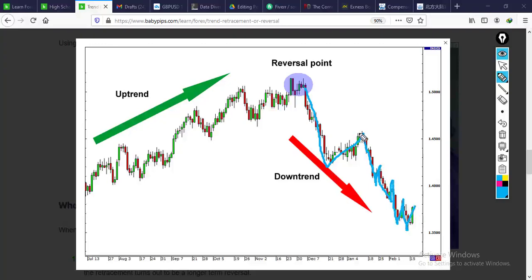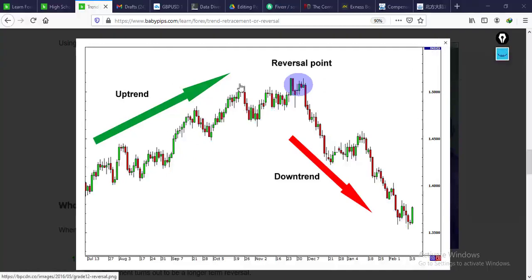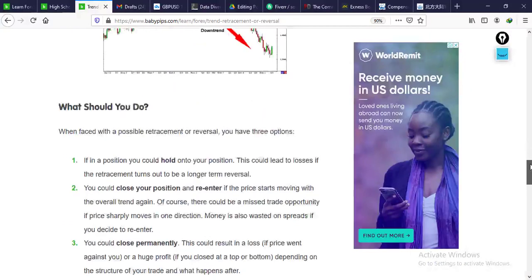So this low here is lower than this one. This low here is lower than this. This low here is lower than this. This low here is lower than this. Okay, so this is a total change in direction of the market. Okay, so this is the difference between price retracement and price reversal. Okay, it takes a total change in direction.